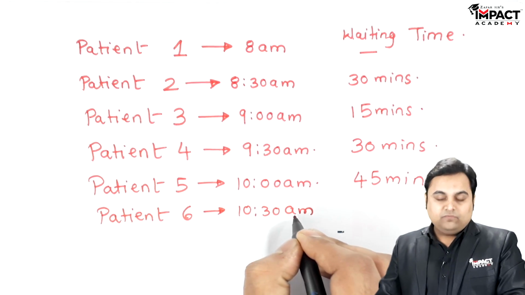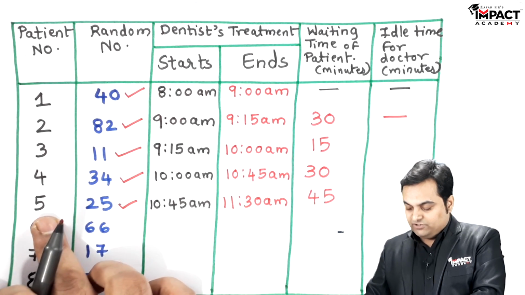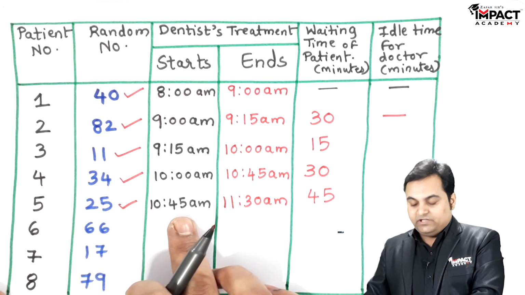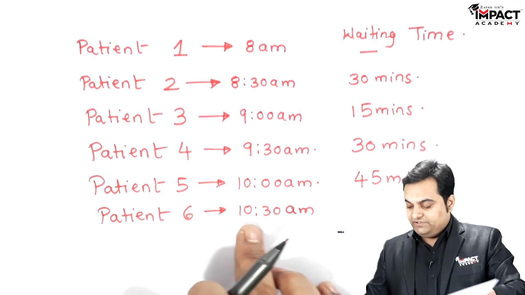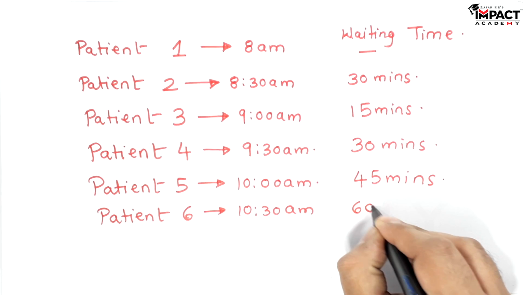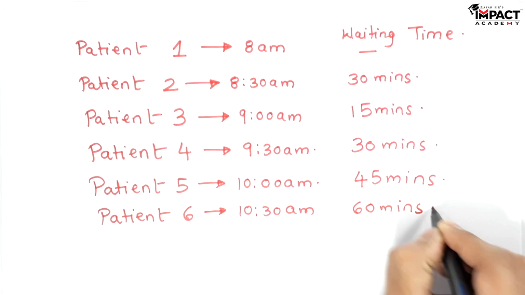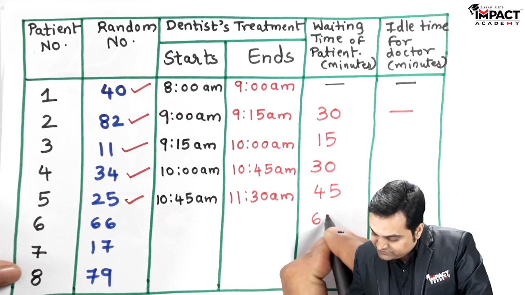But when the filling was done for patient 5, patient 6 would have entered at 10:30 am, and the waiting time for that patient would be exactly 1 hour, because by the time patient 5 is getting the filling done, it gets completed at 11:30 am. So the patient enters at 10:30 and he or she may have to wait for 60 minutes, that is for exactly 1 hour. So for patient 6 the waiting time is 60 minutes.